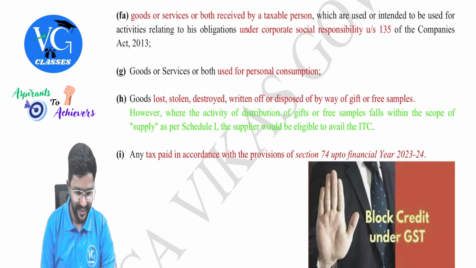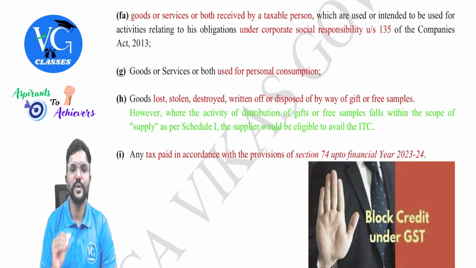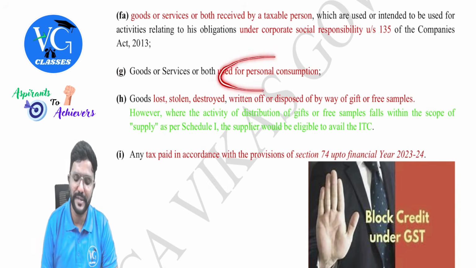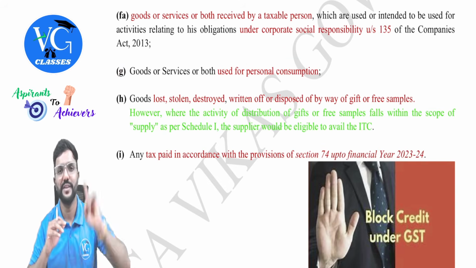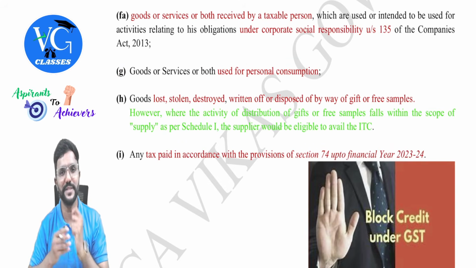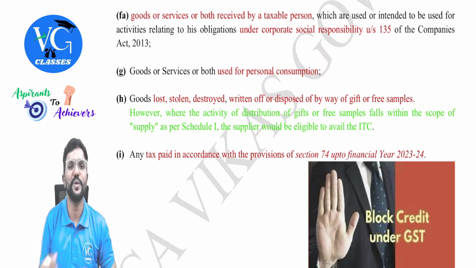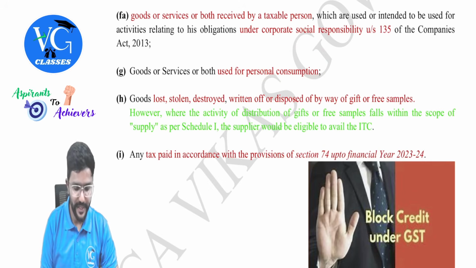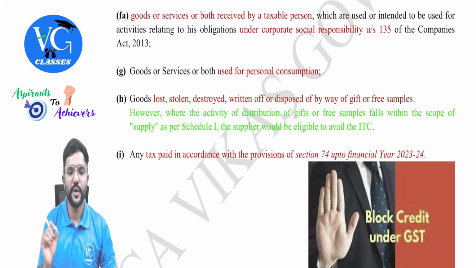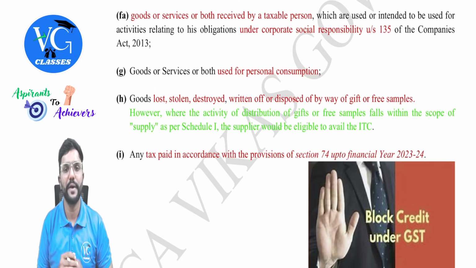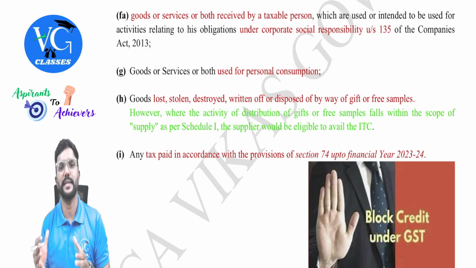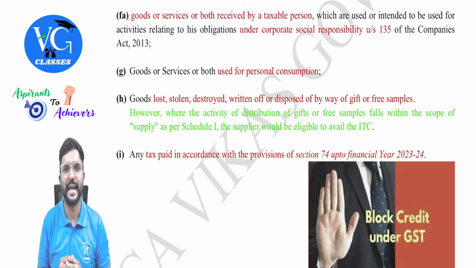Okay. Then coming to G, goods or services or both used for personal consumption. This is also kind of a repetition. Already they told that only if it is used for business purpose, credit is available. So it is understood that if it is for personal purpose, no credit. Next, H. Goods lost, stolen, destroyed, written off, or disposed of by way of gift or free samples. As there is no output tax, you cannot claim credit of input tax, guys.